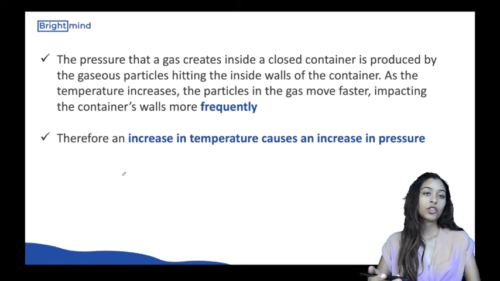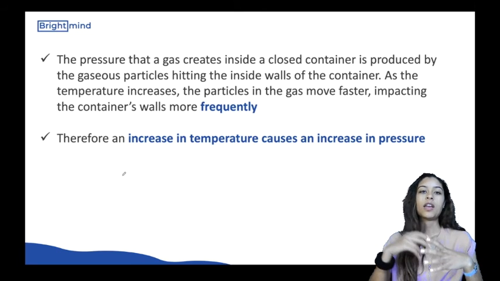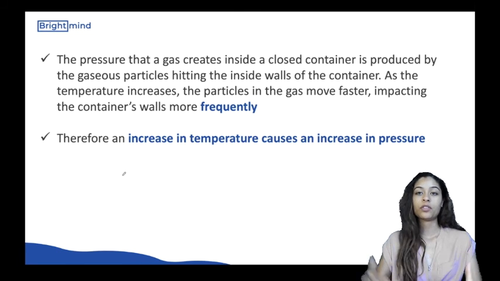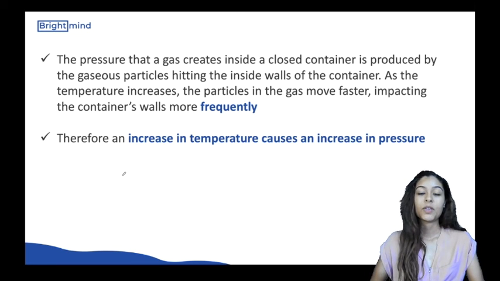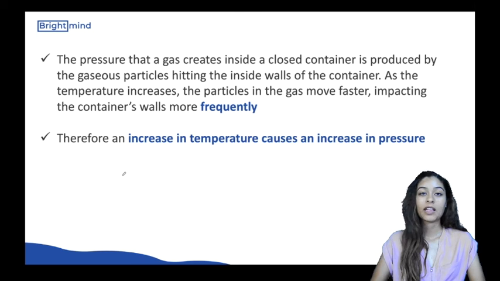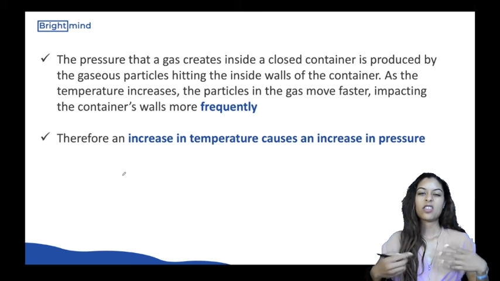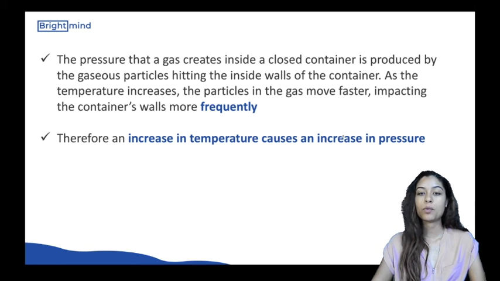Okay, so the pressure that a gas is going to create in a closed container is produced by these gaseous particles exerting a pressure on the walls of the container as they collide with it. And as the temperature increases, these particles are now moving faster, meaning that they are colliding with each other and the walls of the container more frequently. And because they're colliding with the walls of the container more frequently, they therefore exert a greater pressure on it. So we can say an increase in temperature causes an increase in pressure.